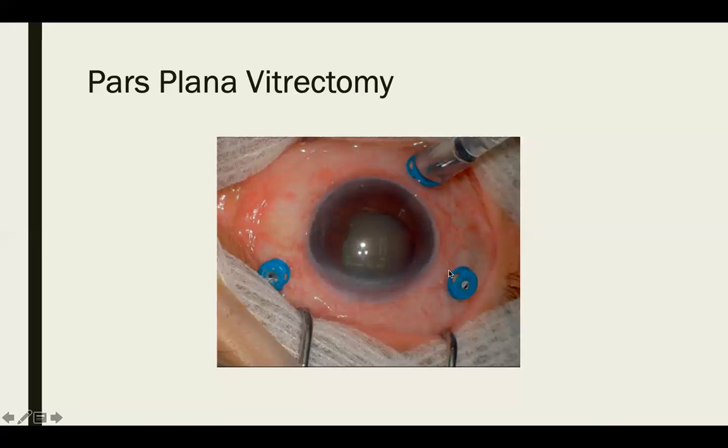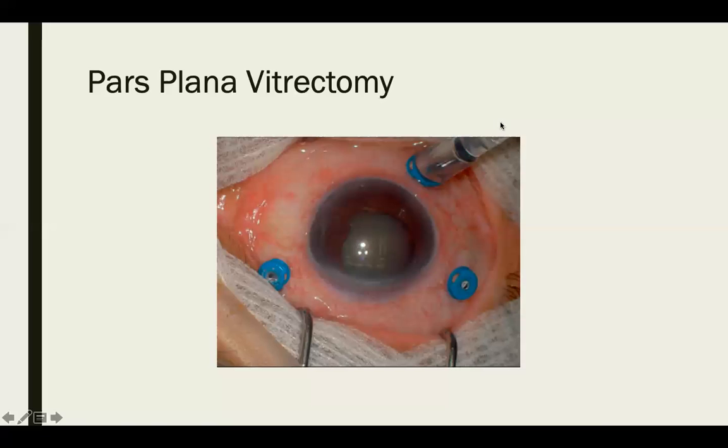Why the pars plana? Because this is an area where the retina has not started and the ciliary body is not there. So it's the safest area to approach from here. And what is the location of the area? It is 3.5 millimeter from the limbus. Usually we put it 3.5 millimeter from the limbus in a pseudophakic patient, and if the patient is phakic, then 4 millimeter from the limbus.